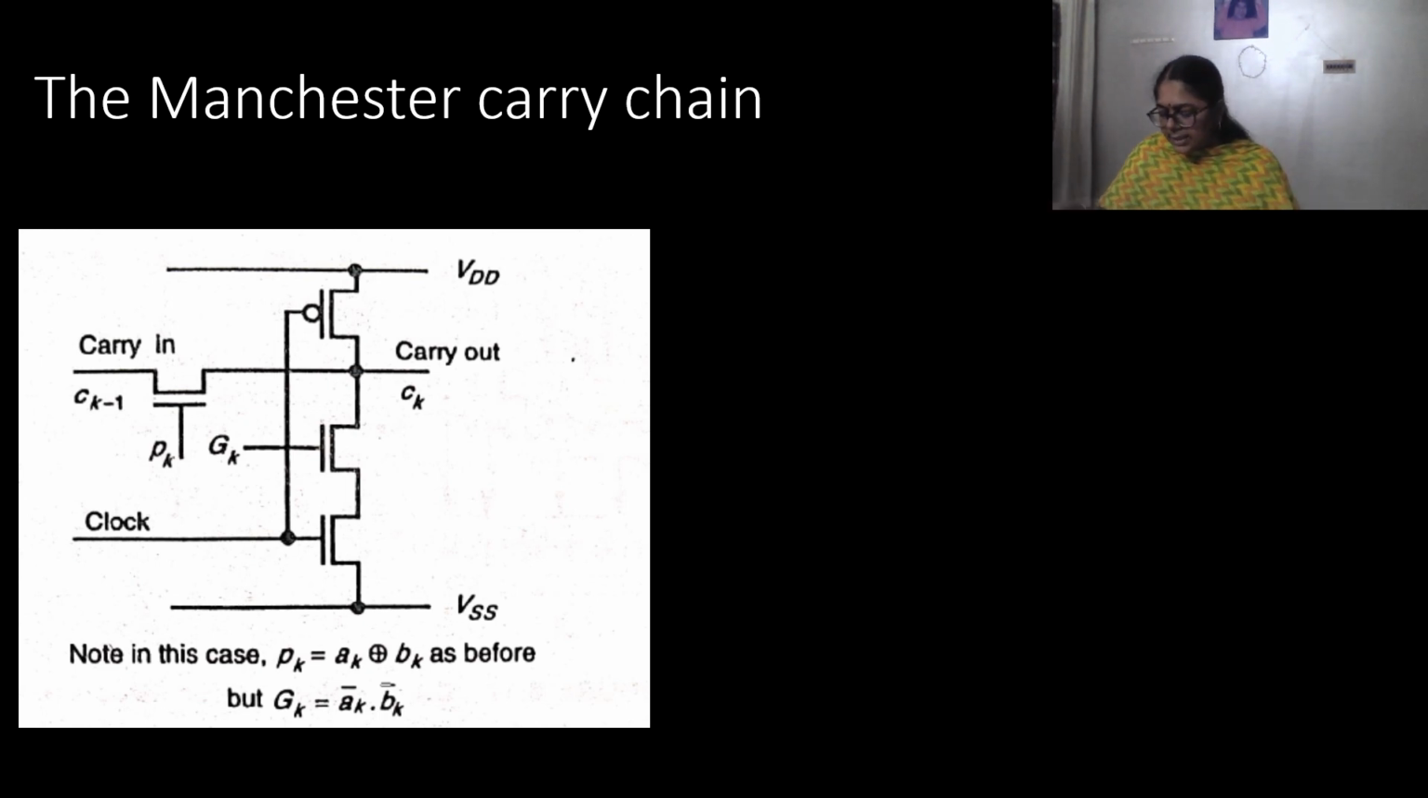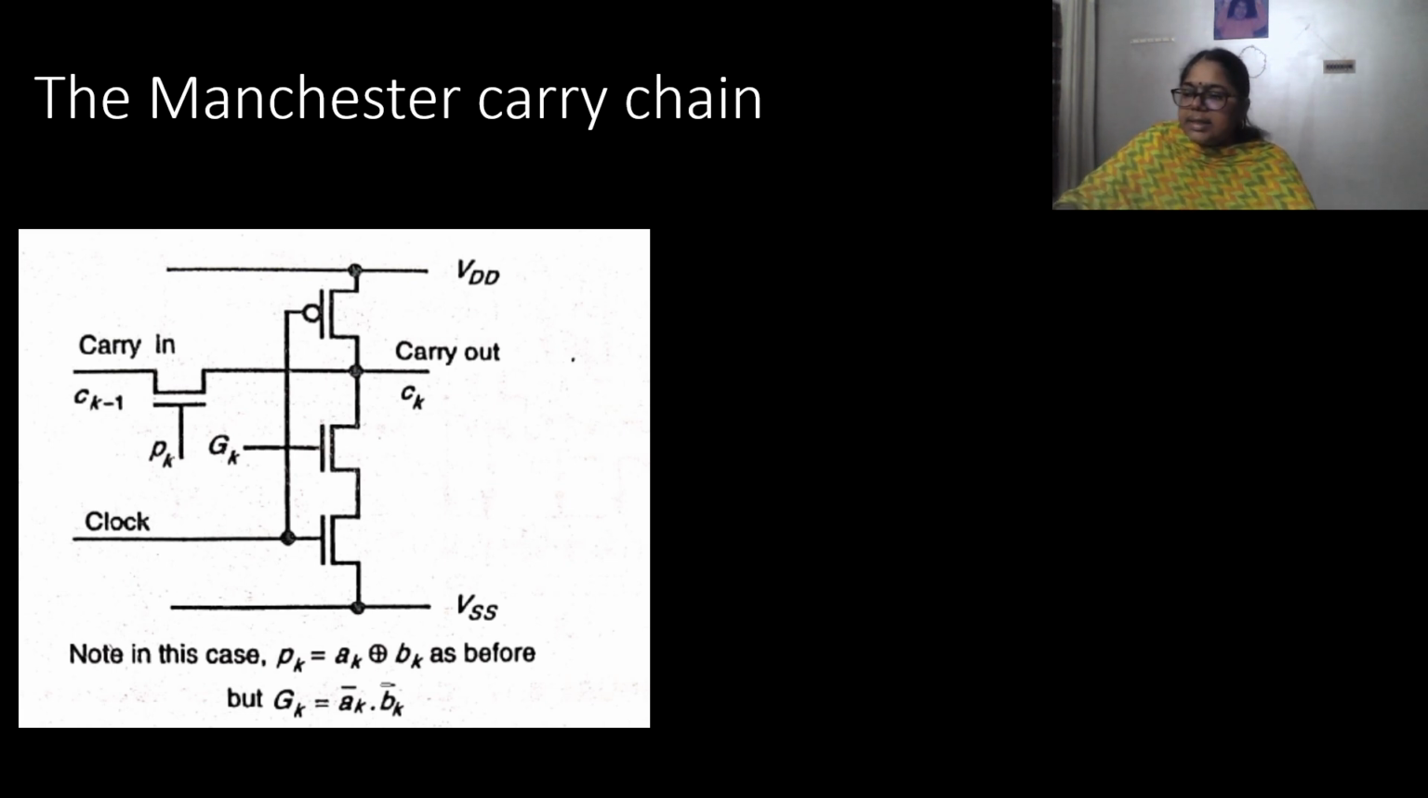What is the Manchester carry chain? Here in this particular case, we are making use of the propagate signal and the generate signal to obtain the carry output. Later we get the sum by performing the XOR operation of A, B and the carry in. Now here the carry path is pre-charged by the clock signal and is then gated by a single N-type transistor, that is the NMOS transistor.